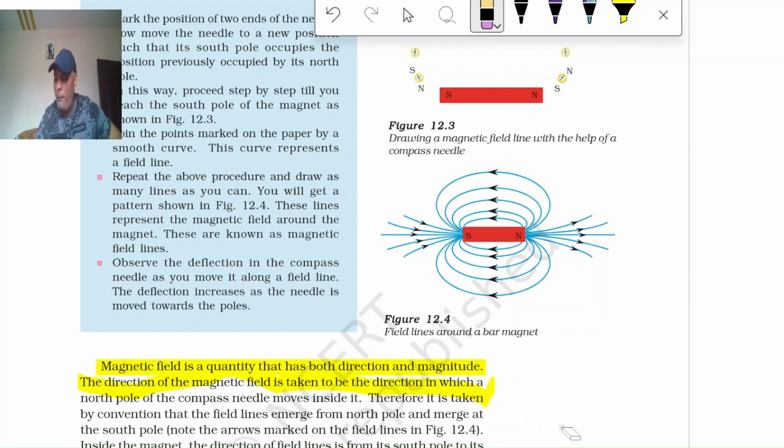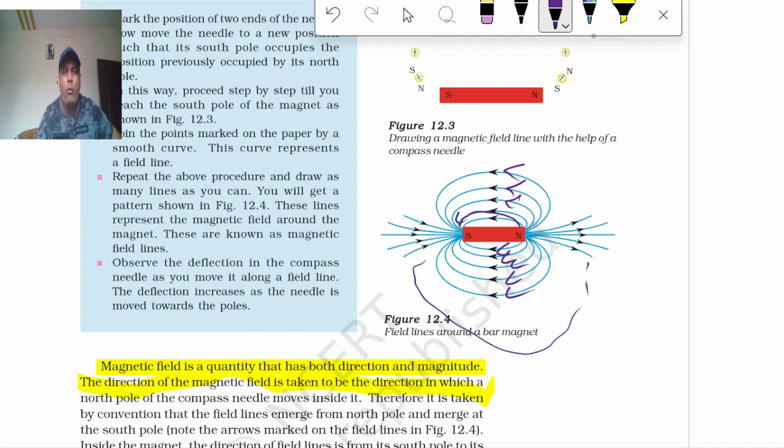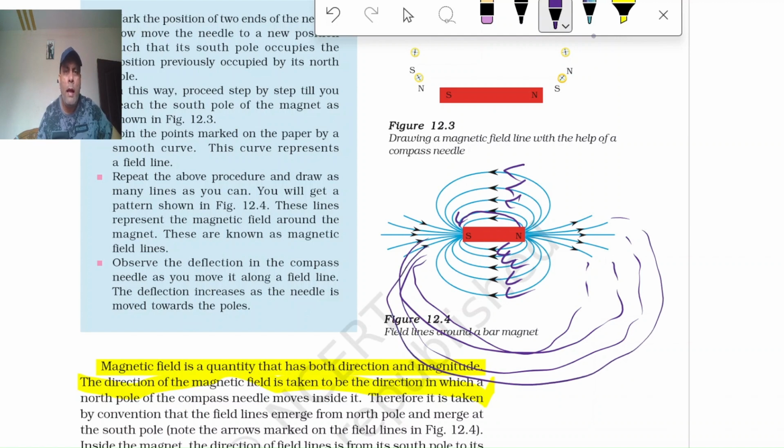So when we are drawing the magnetic lines, how will they look? Magnetic lines always go from the north pole to the south pole. When we draw them, they should look like this, from north pole to south pole. Don't think they are open; every line should form a loop. Whatever the magnetic line is, it is generated from the north pole and goes to the south pole.